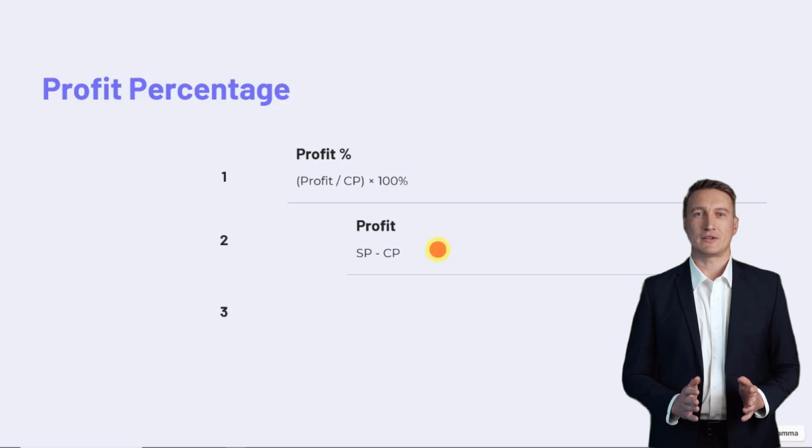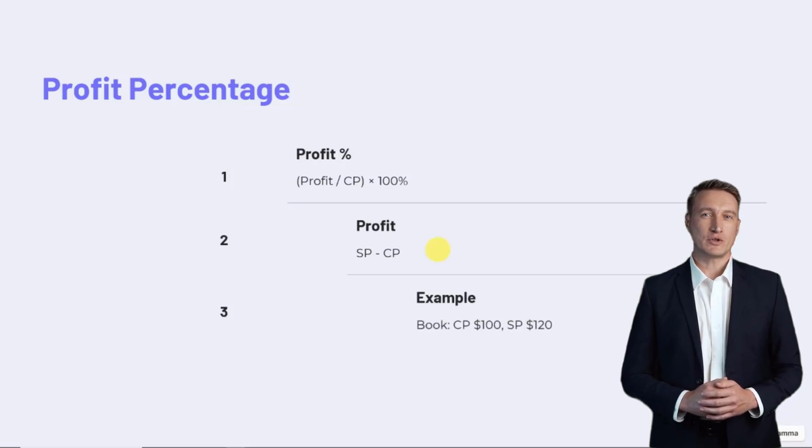So let's go and have a look at it. Where is it? Oh, here it is. The example, for instance, a book: the cost price is $100 and the selling price is $120. You're selling a book. You've got a bookstore all of a sudden, right? So the profit equals $20.